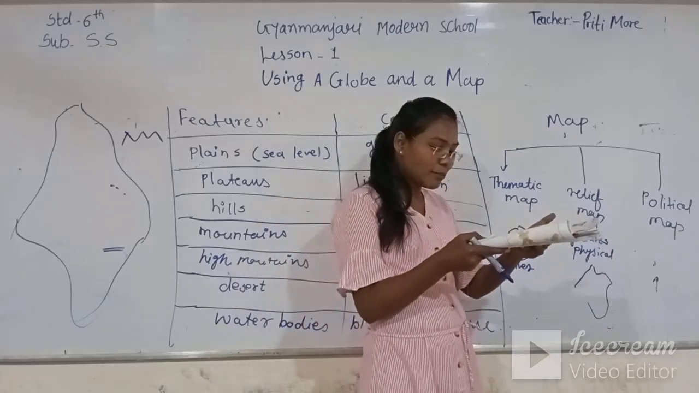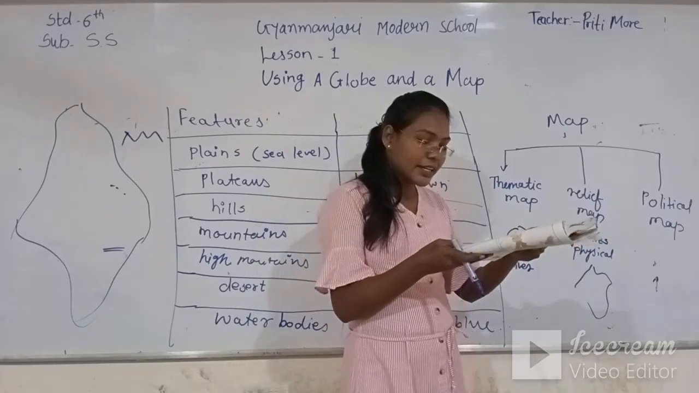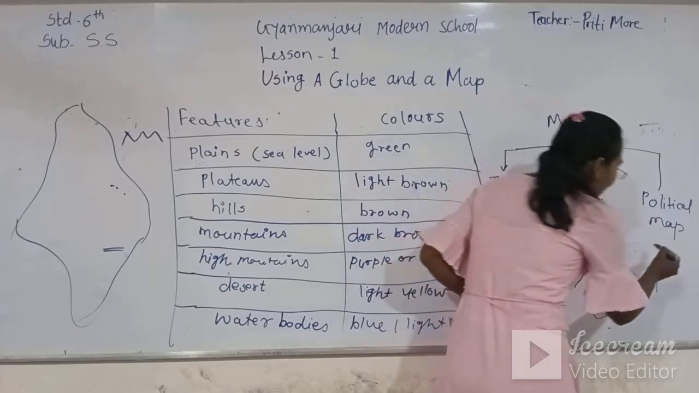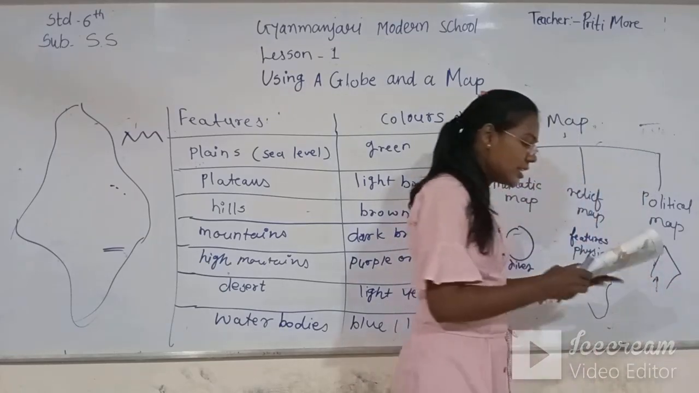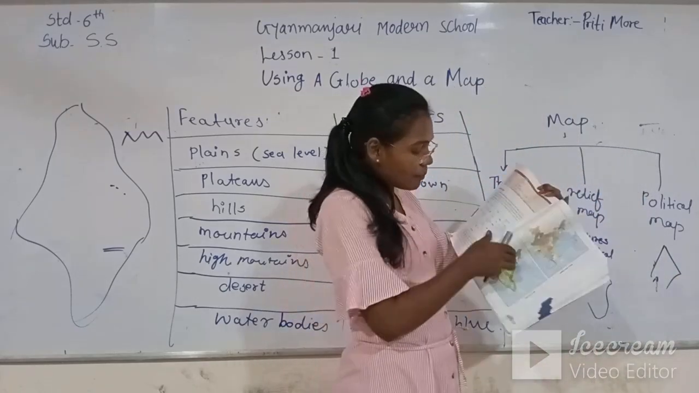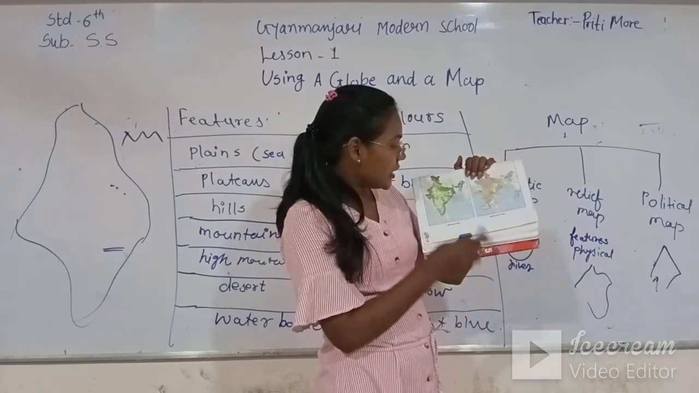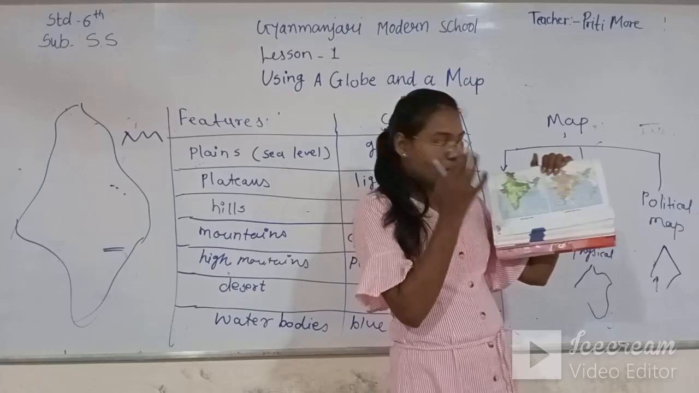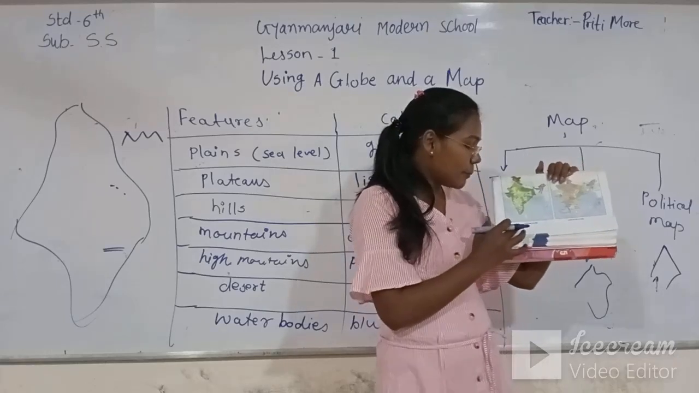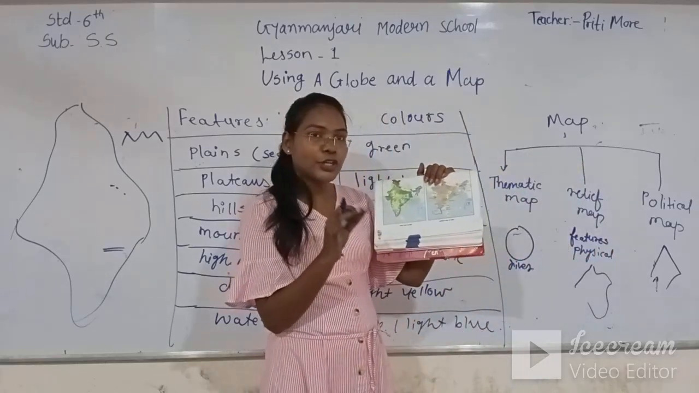Now on the political map we show the country. See here, there is also a map in your textbook. The political map is there, and here the relief map. One, you can see the relief map. The features are there of the particular area.